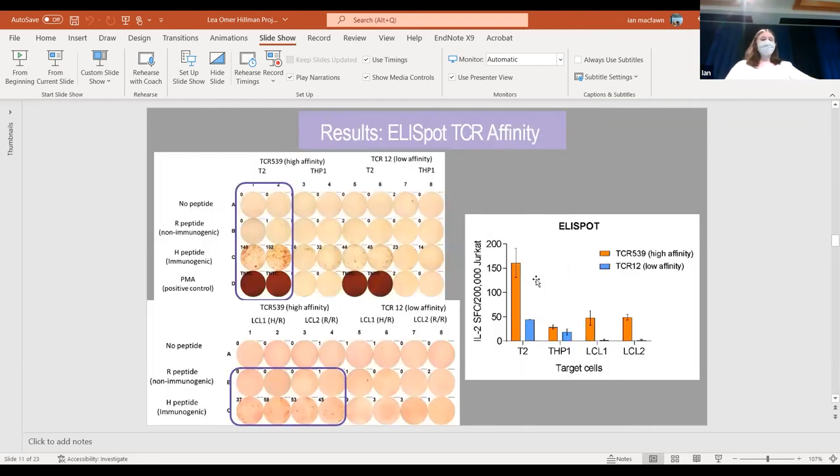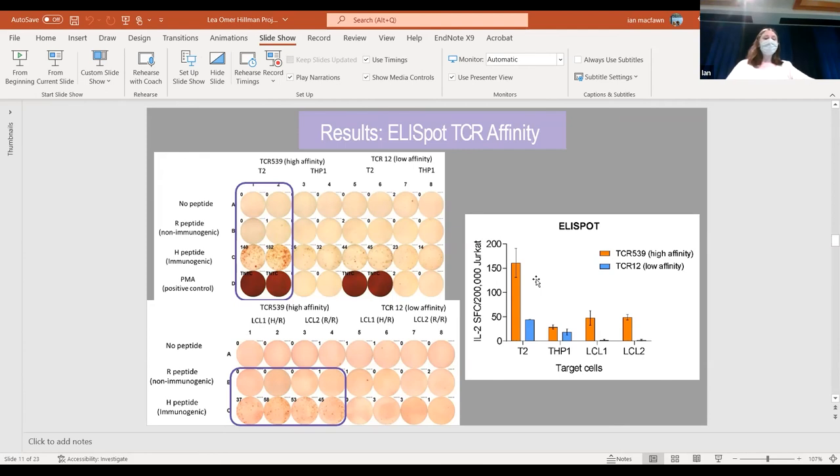So these are the results for the ELISpot TCR affinity. If you look at the rounded rectangle surrounding those wells, you'll see that the first two rows, like I said, are negative controls. There are no spots, nothing happened, no reaction. But then the next one is immunogenic. It did produce a response. And because it has more dots than the ones on the other half of the plate, T cell receptor 539 had a higher affinity than the other T cell receptor, 12. And again, I just wanted to show the positive controls are dark red, meaning that they positively reacted, and there's a positive control there to display that.